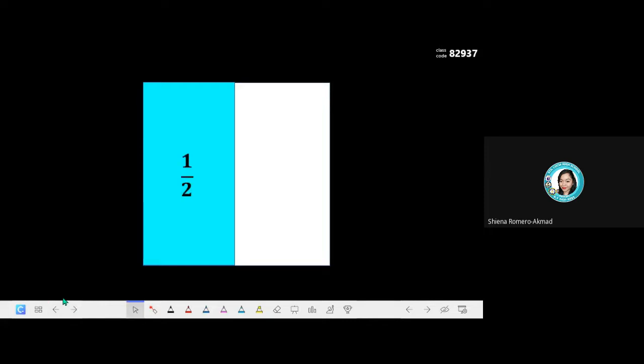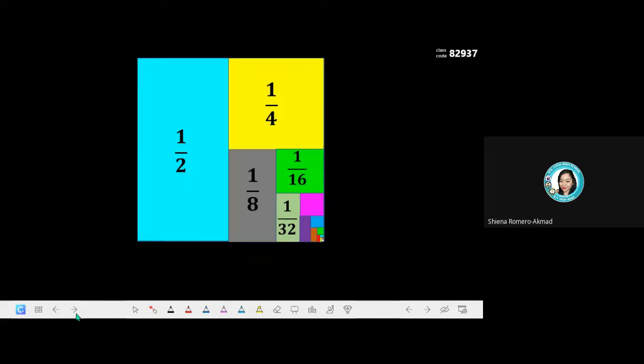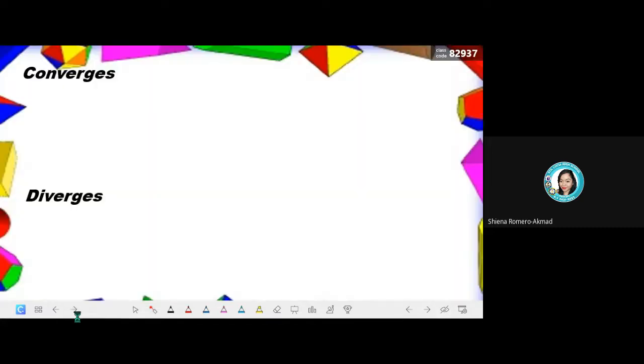So meron tayong one half. Okay? Next, if I do the same thing dun sa natira na papel, magkakaroon ako ng 1/4. Then I have 1/8, 1/16, 1/32, 1/64, 1/128, and so on and so forth. And kung mapapansin nyo, tuloy lang ng tuloy ang paghati ng two symmetrical halves until you stop because you cannot do it na. Pansinin ninyo, I formed a geometric sequence, and that geometric sequence is 1/2, 1/4, 1/8, 1/16, 1/32, 1/64, and so on.